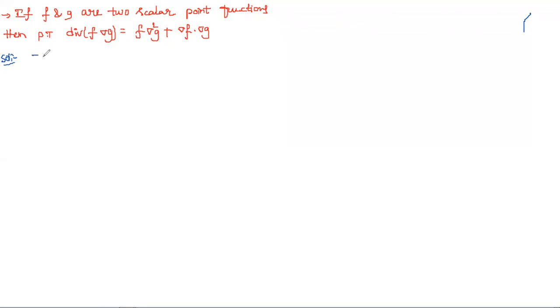Del is nothing but what we write generally: i dou by dou x plus j dou by dou y plus k dou by dou z, right? And we said f is a scalar point function. It means you need to multiply this with each and every term. So simply del f is i dou f by dou x plus j dou f by dou y plus k dou f by dou z, right?